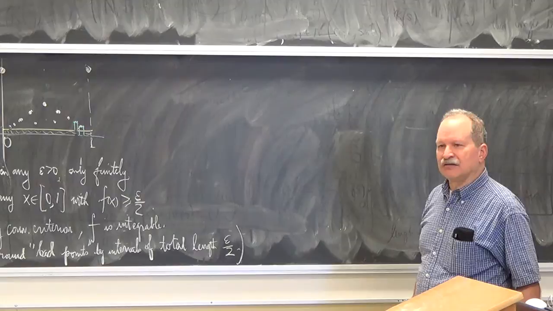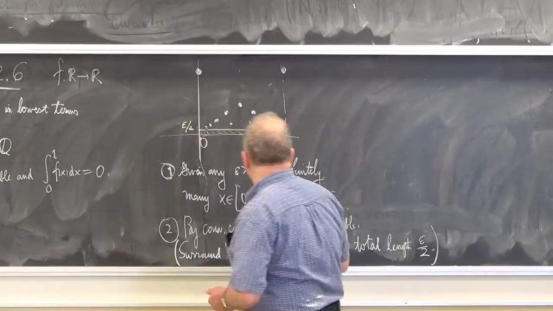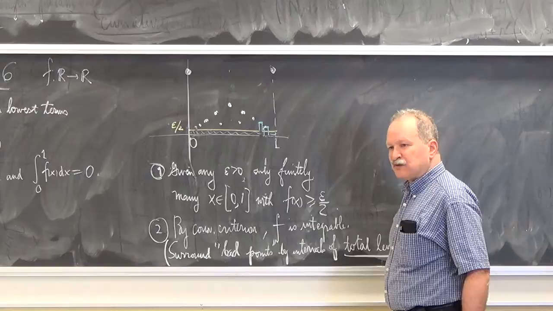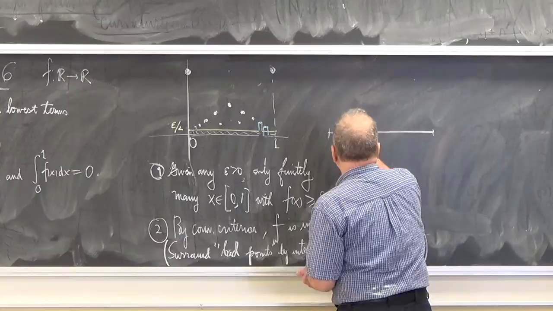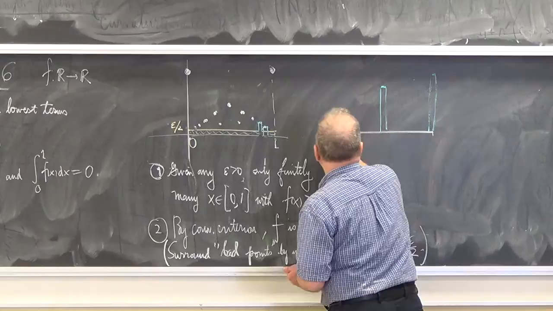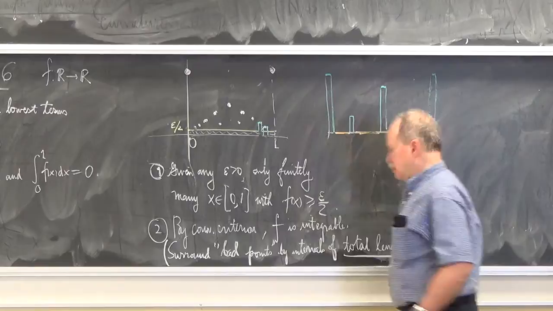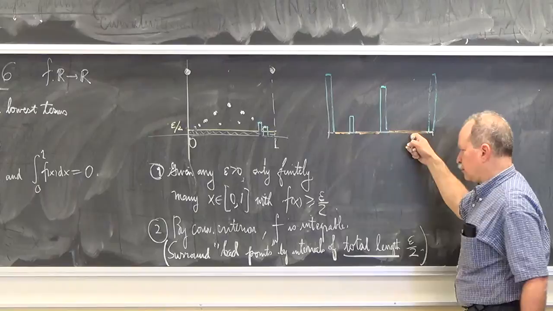So by total length, you mean just the intervals for the bad points, their length should have. Here I meant the intervals that are left over once you've taken out the bad points. Right, I mean, if the bad points were giving you these, then I'm saying these intervals add up to less than epsilon over 2. No, I'm saying what's left over. Don't you want what's not left over? Yeah. What you've used? Epsilon over 2.